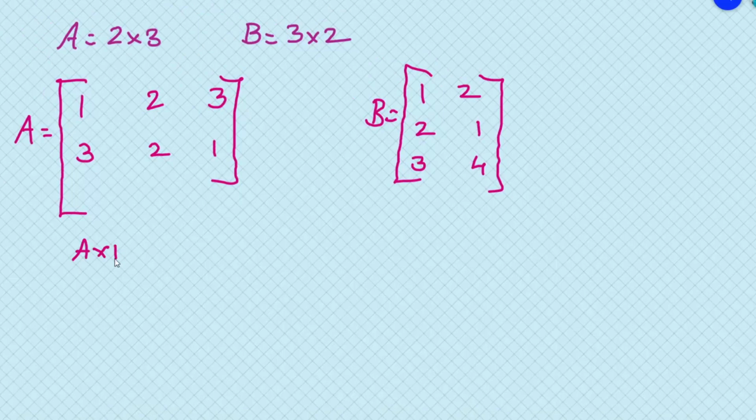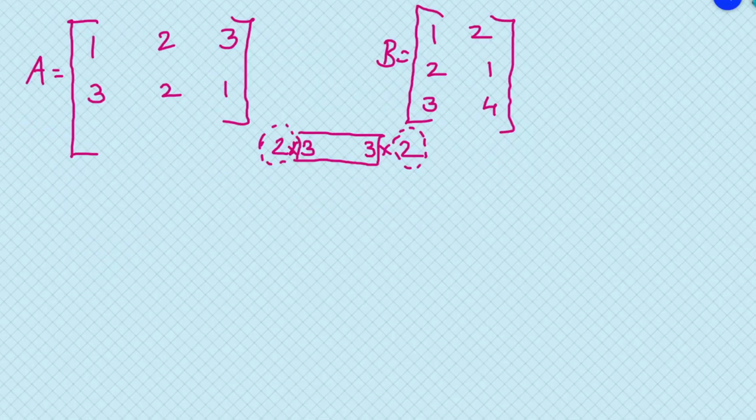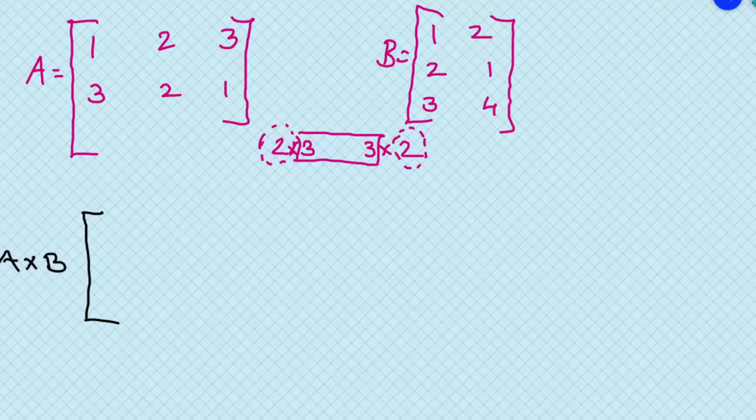So before we do the multiplication operation, let us check whether it satisfies the necessary condition. The order of A and B is written here, and as you can see, the number of columns in A and the number of rows in B are equal. So this is the necessary condition, and the final output will be a 2 cross 2 matrix, as discussed earlier. So we can be prepared for A cross B to be a 2 cross 2 matrix.